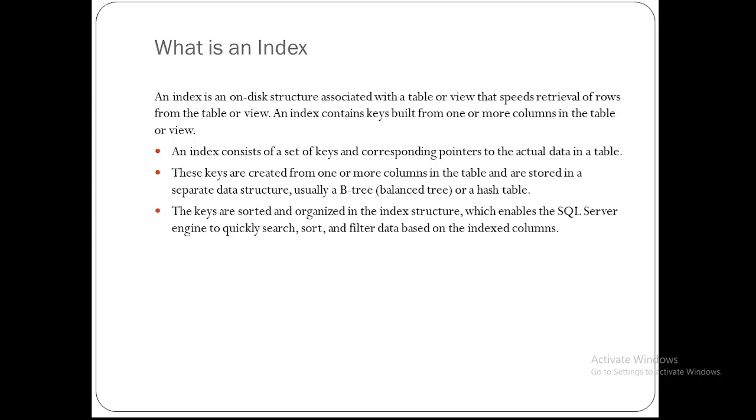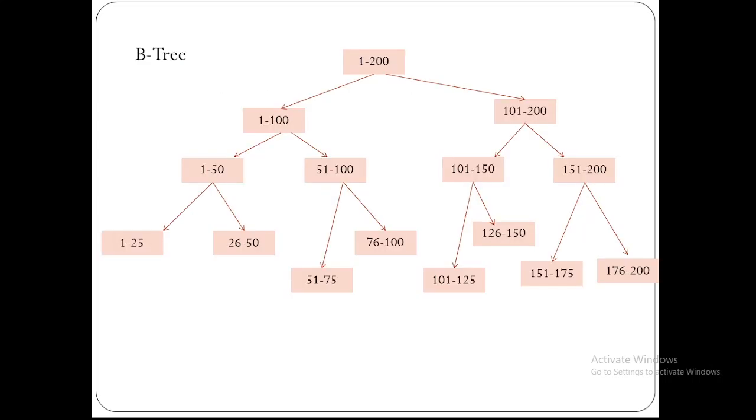I'll show you how. So these keys are created from one or more columns in the table and are stored in a separate data structure, usually a B tree or a hash table. So this is a B tree. Like if you want to search for data 143, and you have 200 rows in a table, how do you do it? Indexes are stored in the database on the data files like this.